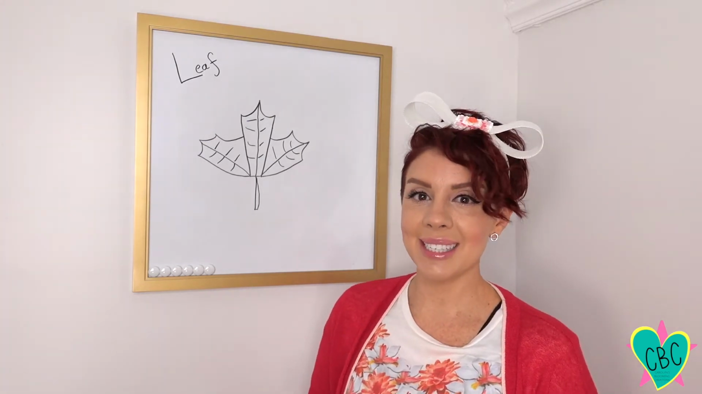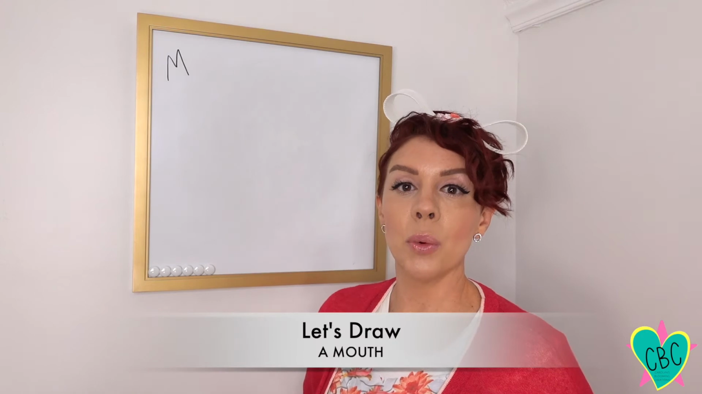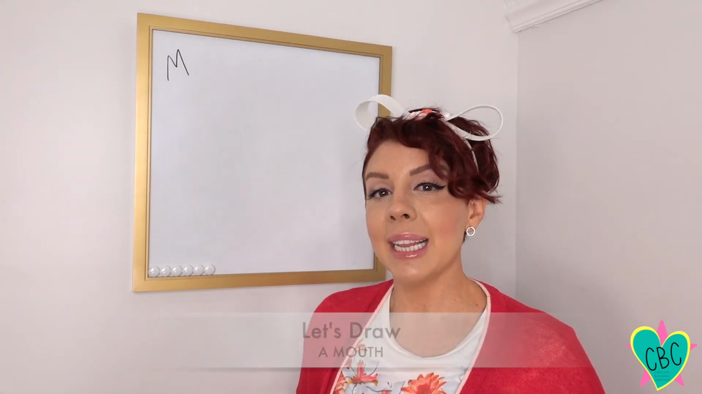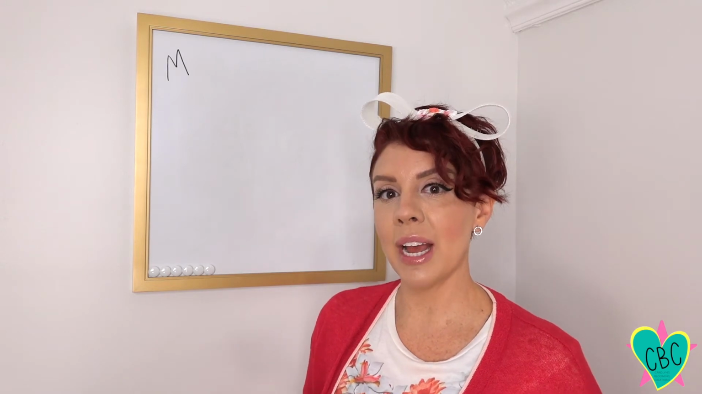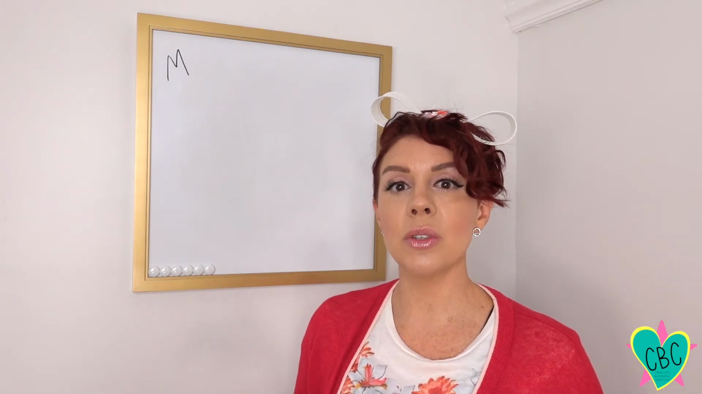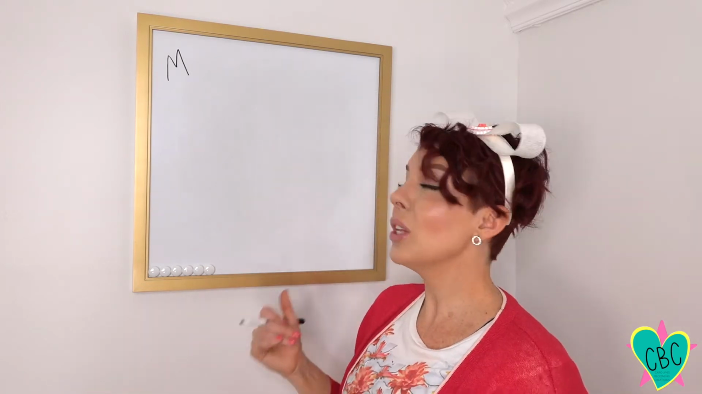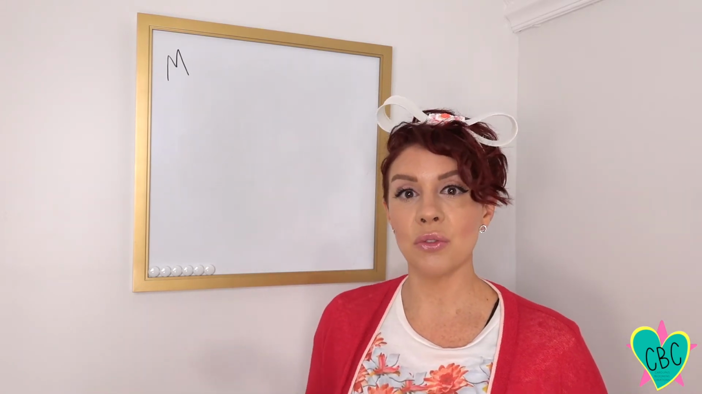Let's see what's next. So for the letter M, we're going to draw a mouth. In lesson 2, I taught you how to draw eyes. In lesson 3, we're gonna learn how to draw a mouth as well as a nose. So by the time lesson 4 comes around, you'll be able to draw an entire face. So let's see all of the different ways you can draw a mouth.